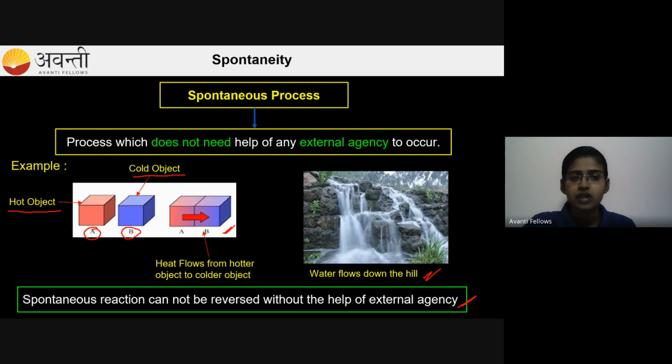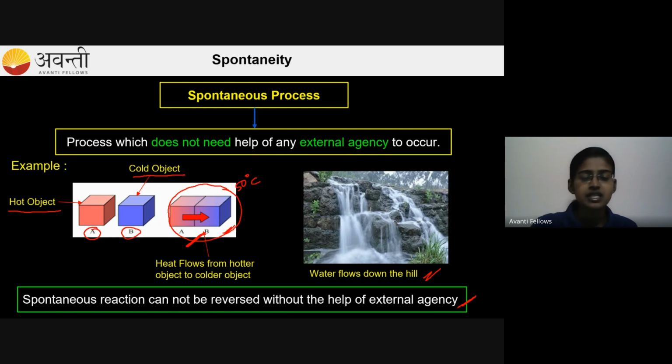Suppose in the first example the whole object AB is now uniformly maintaining a particular temperature, say 50 degrees Celsius. If I don't cool this or separate these blocks from each other, the temperature will not be reduced. So it needs some external agency for the spontaneous reaction to get reversed. So this is about the spontaneous process.